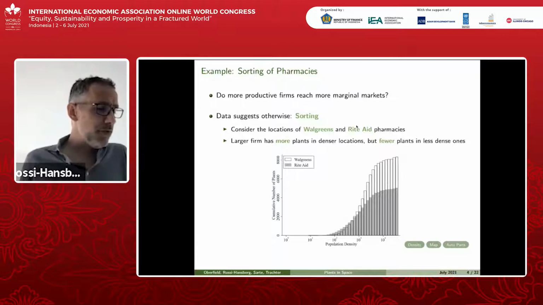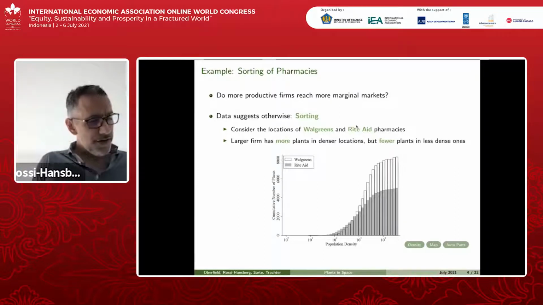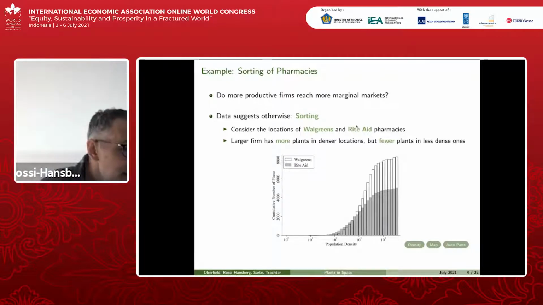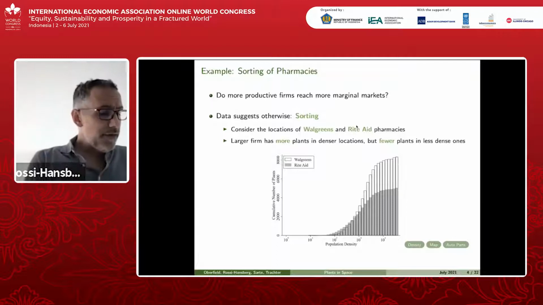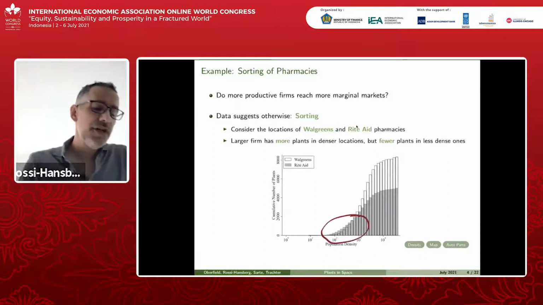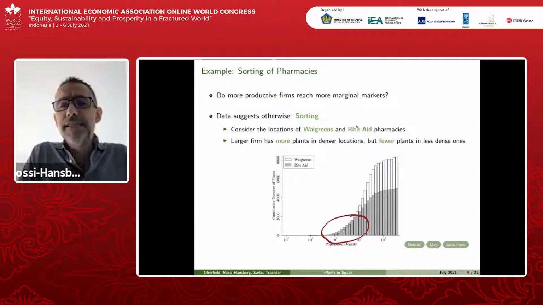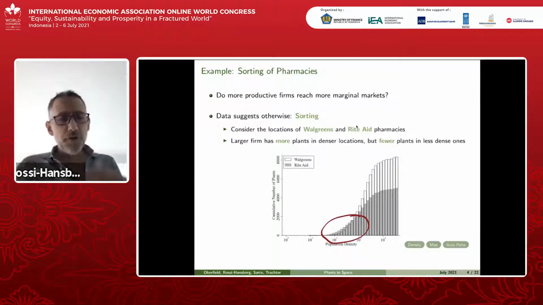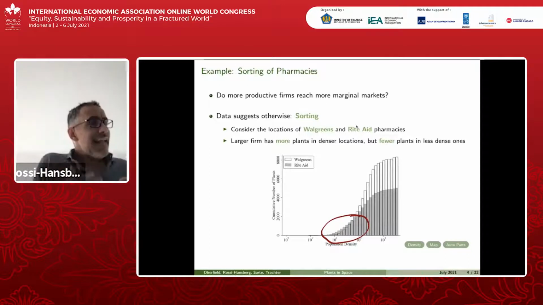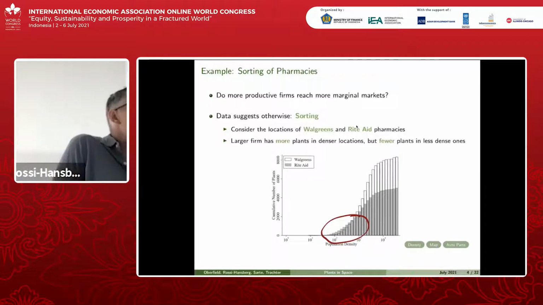And what you have here is the cumulative number of plants ordered relative to the population density of those locations. And what you see is that the smaller firm, in this case Rite Aid, which is the gray bars in the graph, actually has more stores in the lower density places. Namely, it's not that the more productive firm has more stores everywhere. Actually, in the less dense places, it is the less productive one that has more stores.